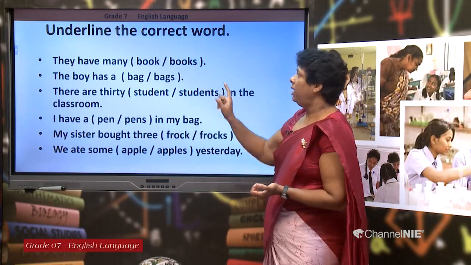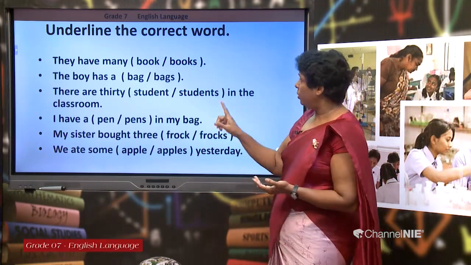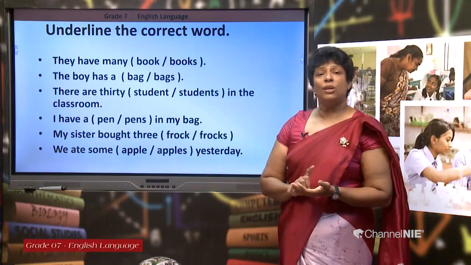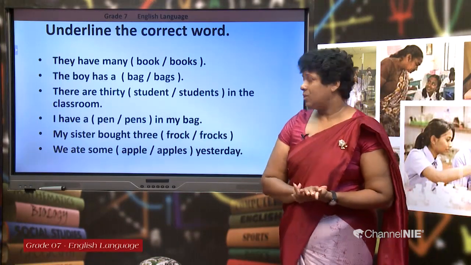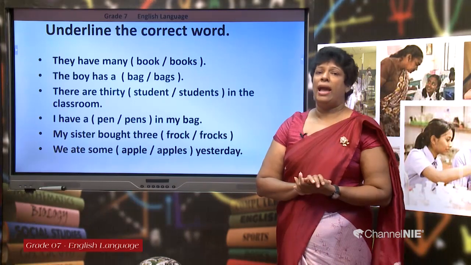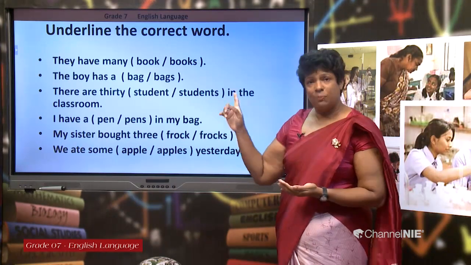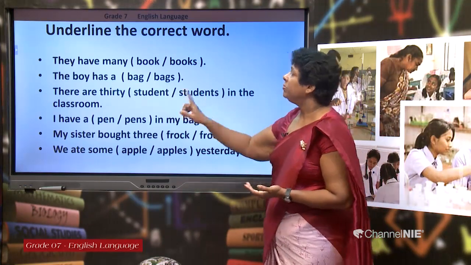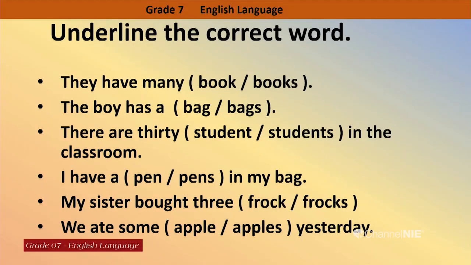They have many books. Within brackets you have given two words, the singular word and the plural. So, according to the sentence you have to choose either the plural noun or the singular noun. The boy has a bag, bags. There also you can get a clue to choose the correct word.